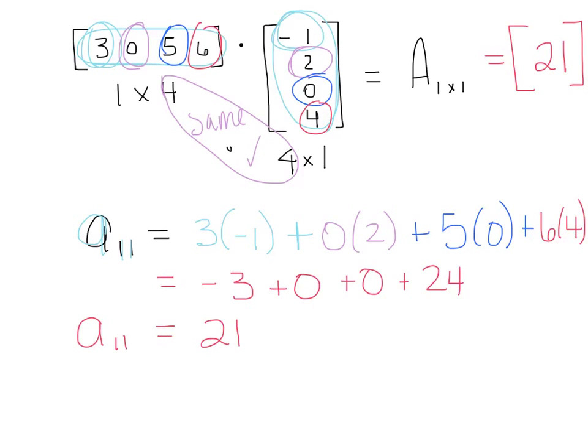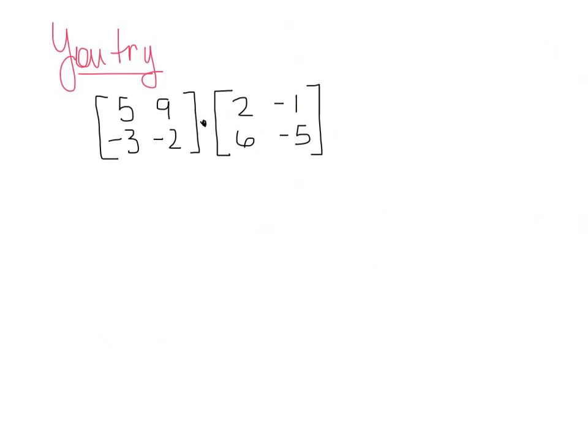Alright, so I'm going to let you try one. I want you to try this one. It's a 2 by 2 times a 2 by 2, so it's obviously possible, and your answer should be a 2 by 2. Remember, you're going to be using rows from the first matrix, and you're going to be using columns from the second matrix. Alright, pause it. I'm going to go do the answer as well.